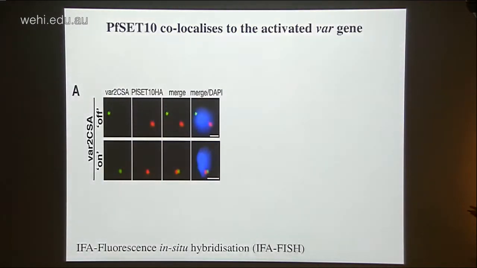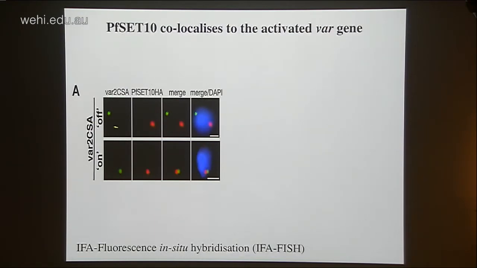So the question was, does PfSET10 localize to the active VAR gene? I'm not going to go into this in detail, but basically it is IFA-FISH. We're localizing the position of SET10 with the position of a VAR gene, in this case VAR2CSA, which expresses the PfEMP1 that adheres to chondroitin sulfate A. So we can have this particular gene in an off state and an on state, and we can localize the position of the PfSET10 spot with respect to that.